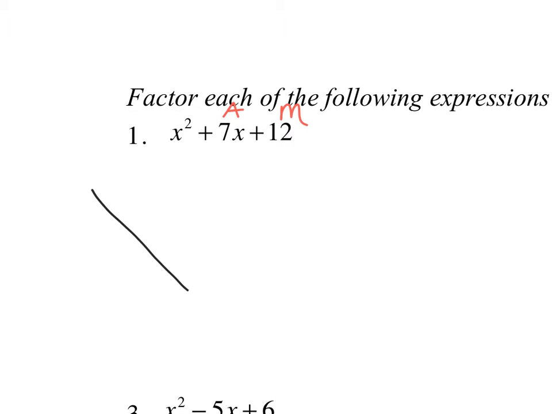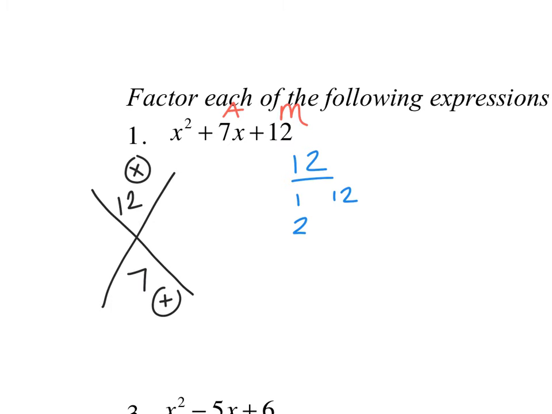I draw my diamond. I put my 12 upstairs, and that's what I want to multiply to. I put my 7 downstairs, and that's what I want to add to. What you can do is list all the things that multiply to 12. Please do that now. The things that multiply to 12 are 1 and 12, 2 and 6, and 3 and 4.